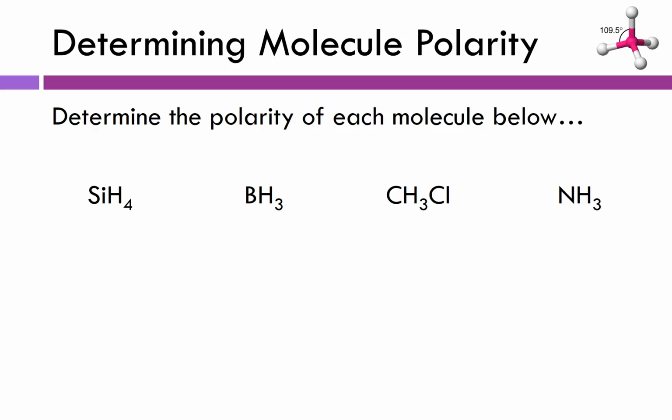So we have SiH4. Oh, I've got SiBr4 drawn here, my mistake. Regardless, it's a very similar Lewis structure. Silicon at the center, and then either bromine or hydrogen around the outside. BH3 should look like this.